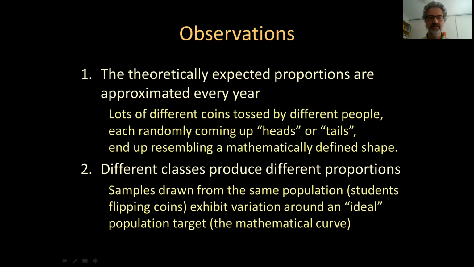Think about, we have the same population, students in this class, and they do the same thing. They flip coins the same number of times. And there is a population target, which is the mathematical curve, how we expect these coin tosses to sort out probabilistically, and the outcome exhibits variation around that. So they approximate that, but they're not exactly that. And we can explore how that varies by asking the computer to play the role of different classes.